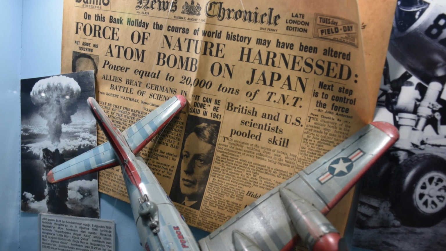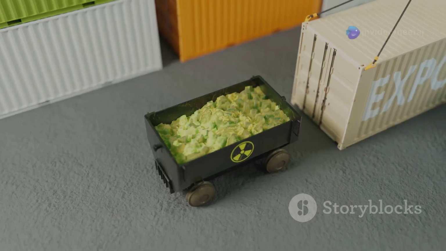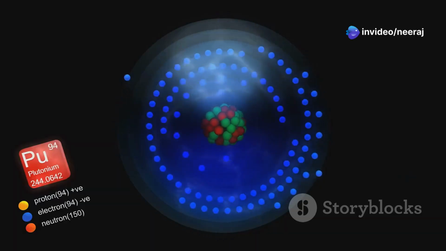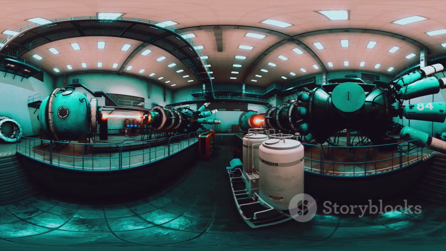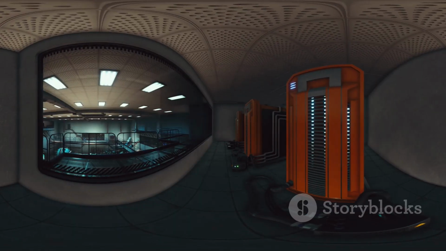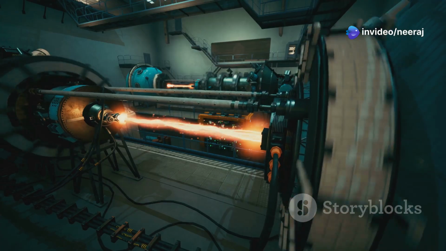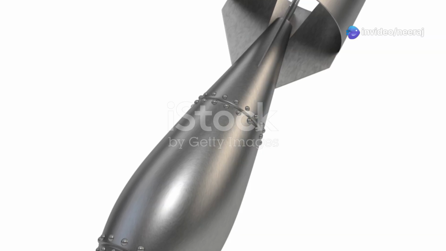Fission bombs, the type first developed, rely on the principle of nuclear fission. They utilize highly enriched uranium or plutonium, heavy elements capable of sustaining a chain reaction. When a critical mass of these materials is brought together rapidly, a neutron bombardment triggers a cascading fission process. Atoms split, releasing energy and more neutrons, which in turn split more atoms, creating an exponential release of energy in a fraction of a second.